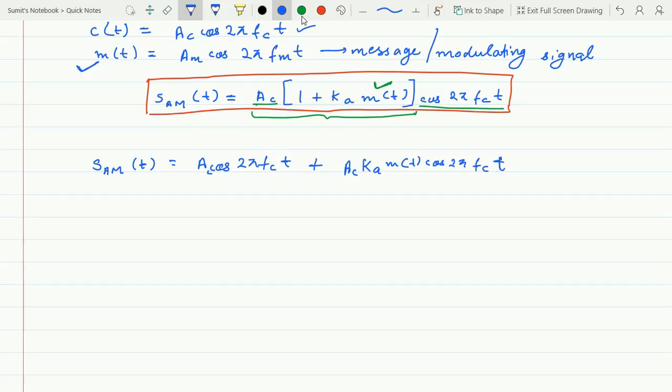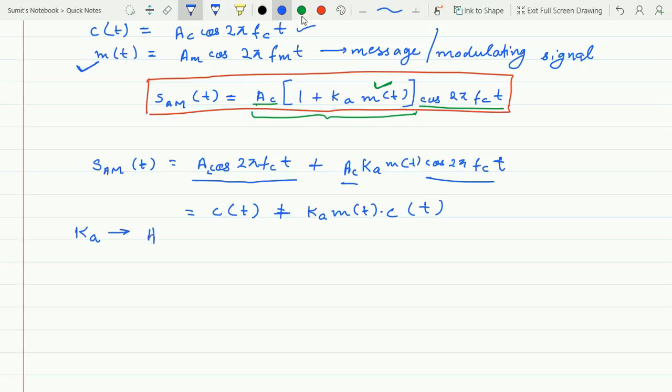Now if you see, what is this part? It is the carrier signal itself. And if I write this part, then this is again your carrier signal. So it becomes ka m(t) into c(t), right? And what is ka here? It is just a value which is sometimes referred to as the amplitude sensitivity of AM. So no need to remember this. This ka is just a factor here.